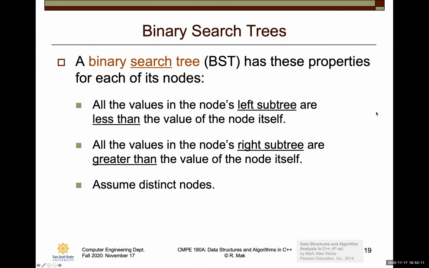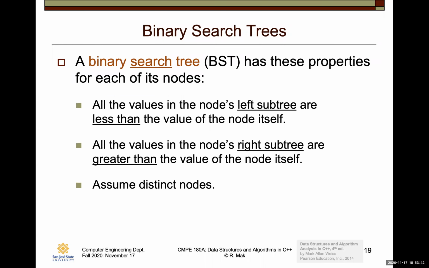Now, there is a special form of binary tree. Already I showed you the general tree where a node can have any number of children, and a binary tree where a node can have 0, 1, or 2 children. And now there's a special form of a binary tree called a binary search tree. And it has certain interesting properties.